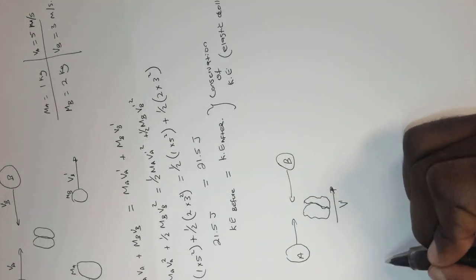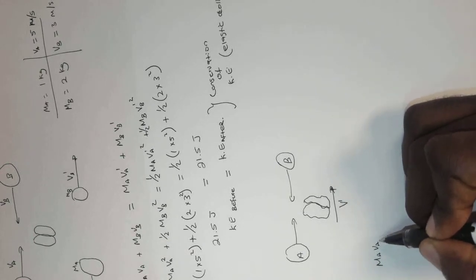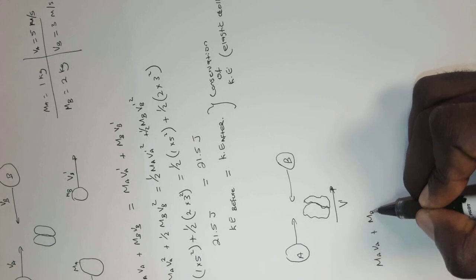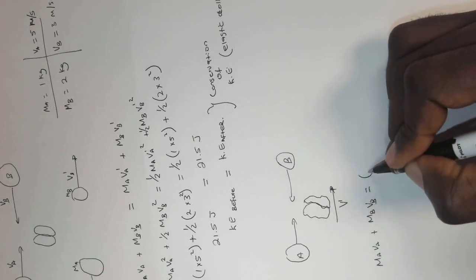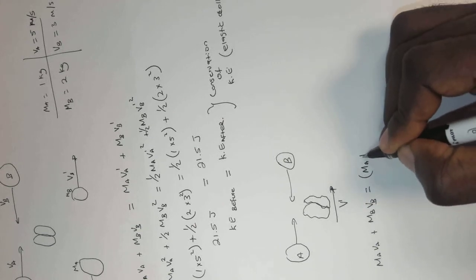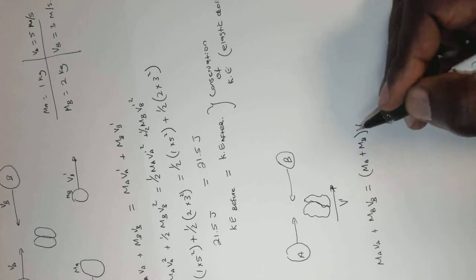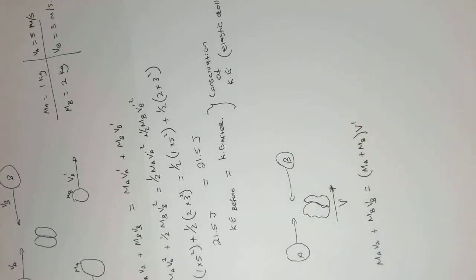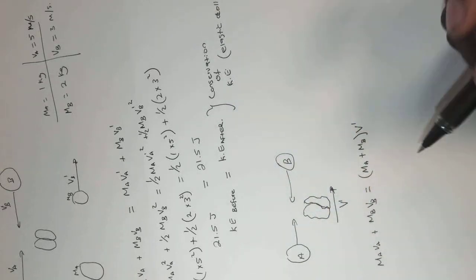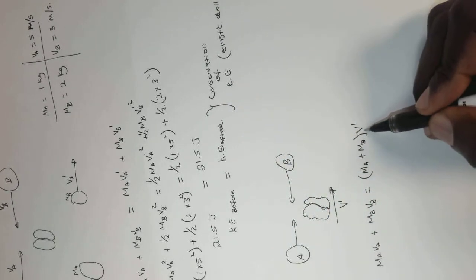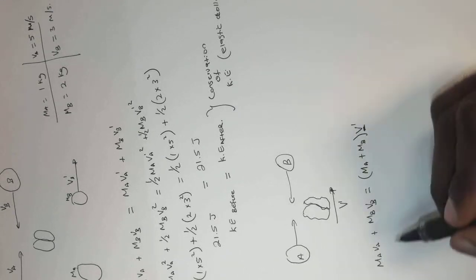So we can start with the momentum. The momentum of A, MA VA, plus the momentum of B, MB VB, is going to be, since they are now coupled, the mass of both, MA plus MB, multiplied by a new velocity, because they are now moving with the same velocity. So you can determine your V, the final velocity in this case.